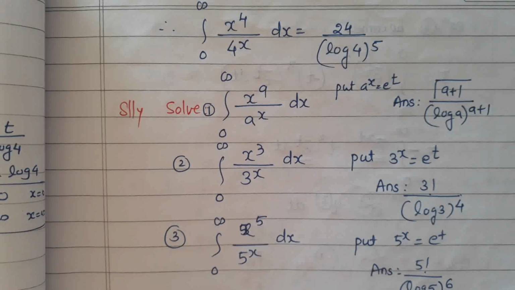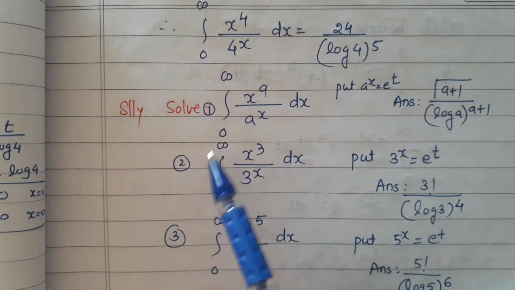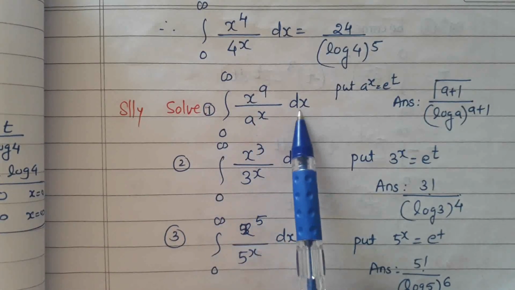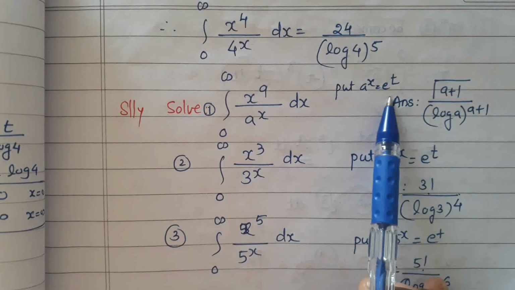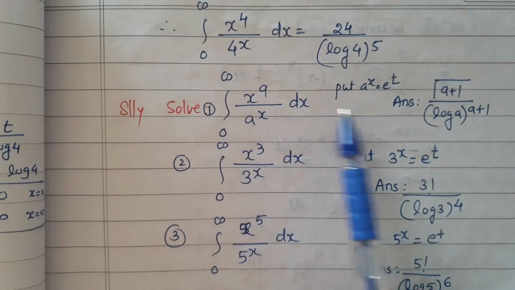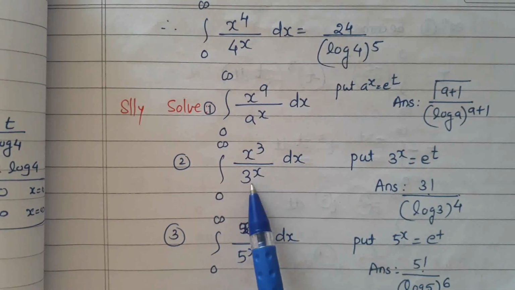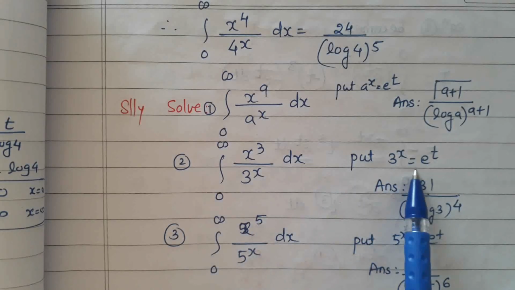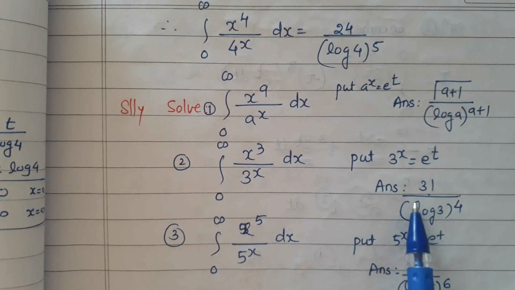You can try similar types of questions with a different value of a. One general question is there, integral 0 to infinity x raised to a upon a raised to x dx. So substitute a raised to x is equal to e raised to t and solve this integral with the help of gamma function. Find out this answer. Here substitute 3 raised to x is equal to e raised to t. Apply the same procedure and evaluate this integral with the help of the gamma function.